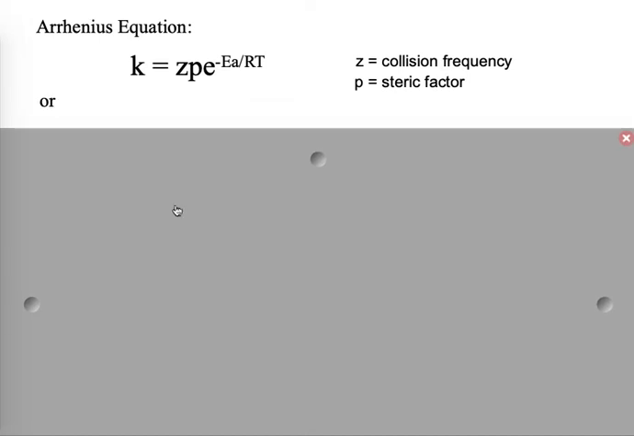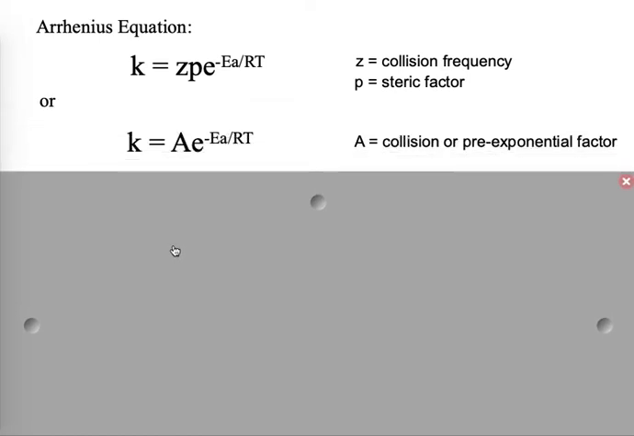These two were combined into a single constant called A, the collision or pre-exponential factor, which in Arrhenius' theory was assumed to be temperature independent. So now we can see how the rate constant depends upon temperature. In the exponential term, we have the negative activation energy over RT. As temperature increases, the exponential term becomes less negative, therefore the rate constant increases.